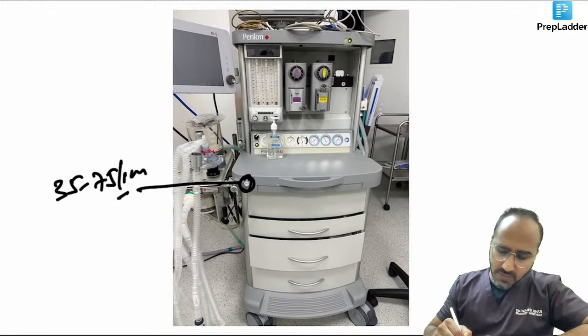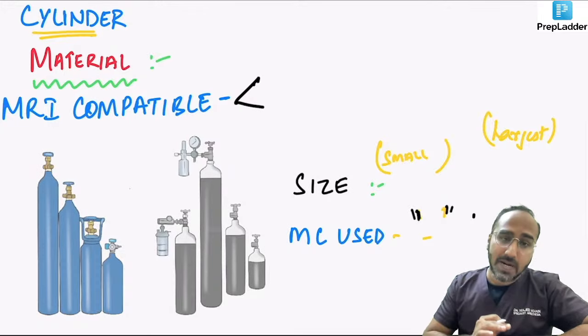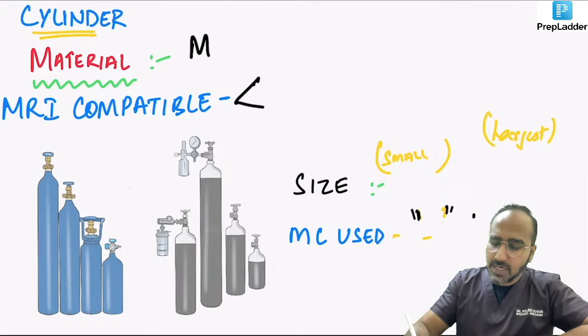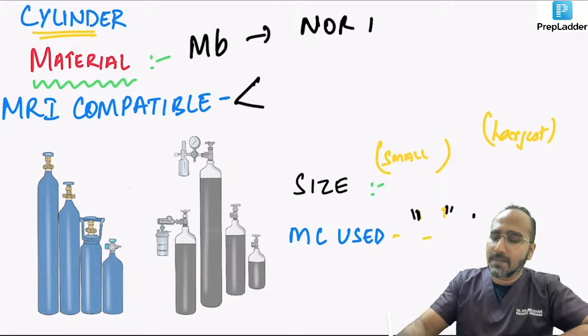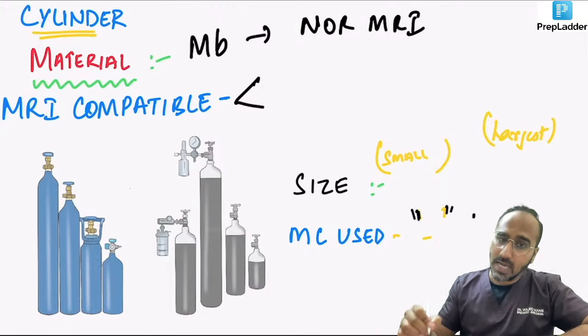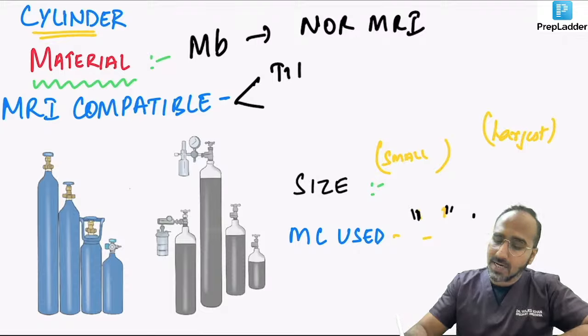So these are the parts of the machine that we don't have to remember that much. But the main part of the machine, the cylinder. What is the material that it is made up of? It is made up of molybdenum. And this molybdenum is non-MRI compatible. We cannot take it into the MRI room. If you want to take an oxygen cylinder to the MRI room, then it has to be made up of either titanium or aluminium.